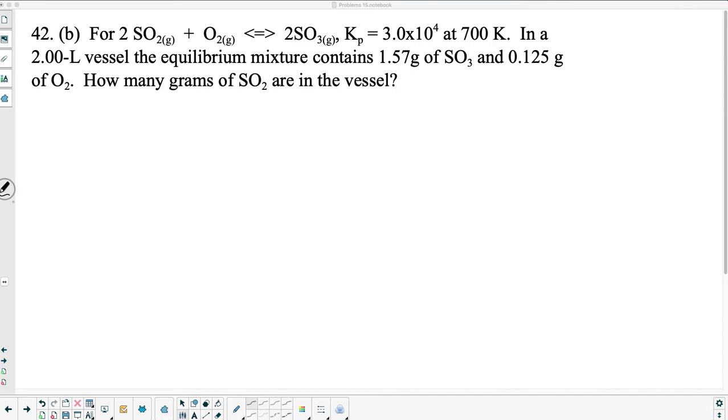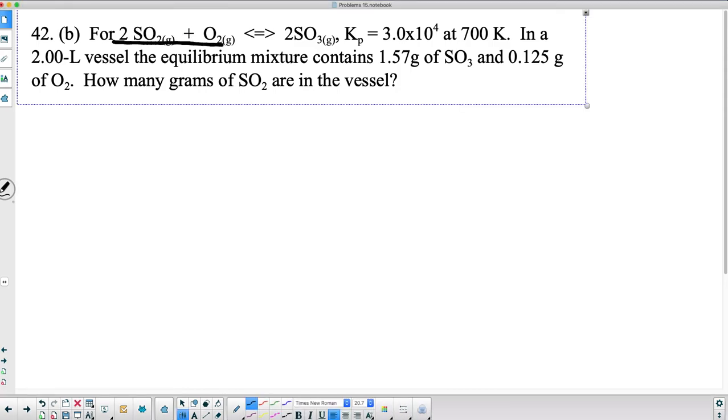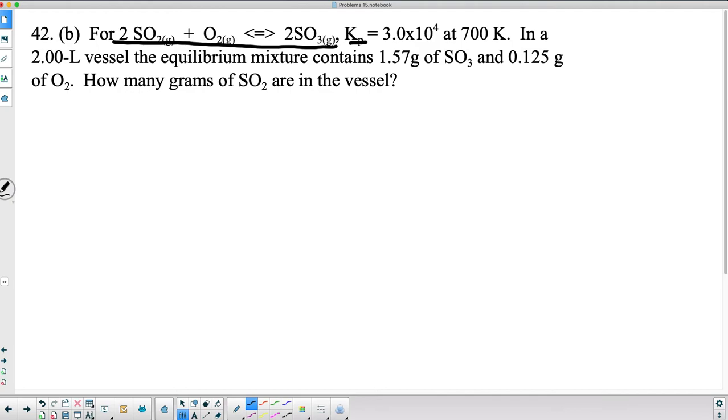This is 42b. And here we have our equation, and we know what the Kp is. Now Kp, I chose this problem basically because I want to make sure that you guys got a chance to do a problem with Kp in it. So let me show you what Kp looks like.